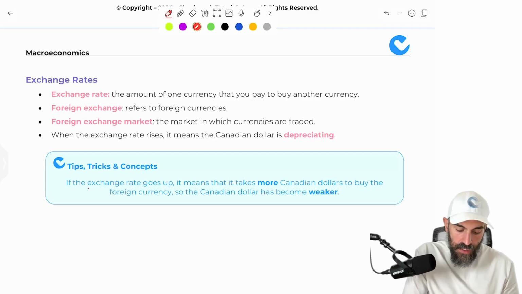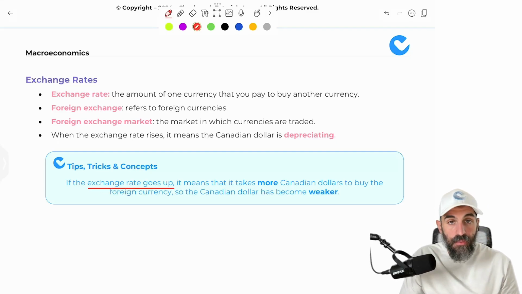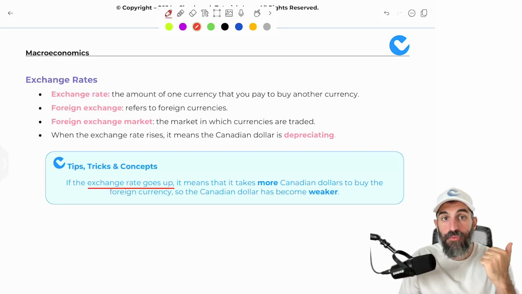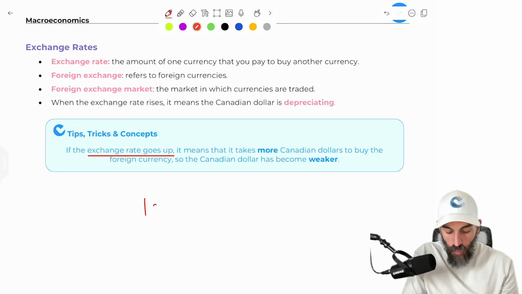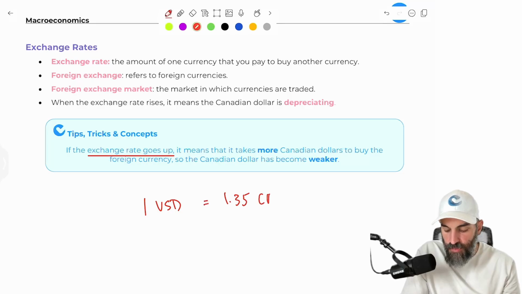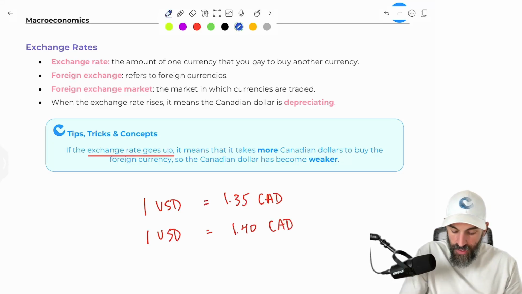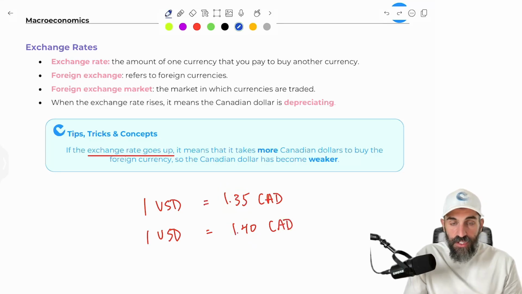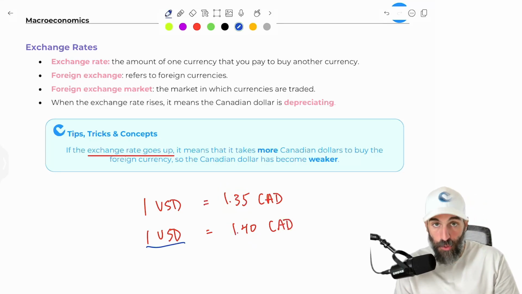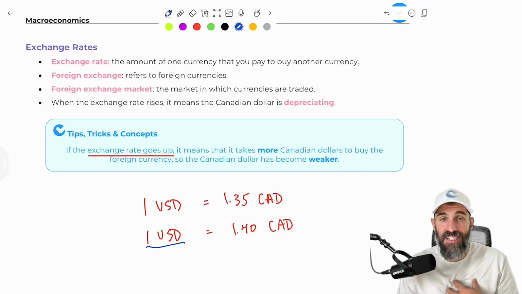One thing that's important for you to understand is that when an exchange rate goes up, it means that the domestic currency, so in this case the Canadian dollar, is depreciating. I'll give you an example. If the exchange rate for $1 US is 1.35 Canadian, this means to buy $1 US you need to spend $1.35 Canadian. And tomorrow this increases to $1.40. So the exchange rate is going up, right? It's the 1.35 and the 1.40. So whenever this exchange rate increases, it means that the US dollar or the foreign currency has become more expensive. So our currency, the Canadian dollar, has depreciated. We need to spend more Canadian dollars to buy that US dollar.